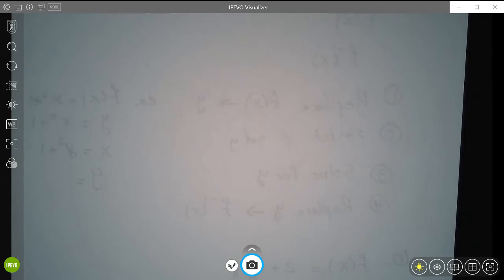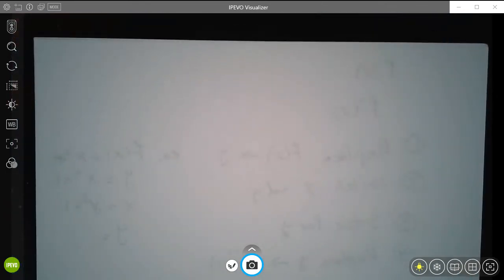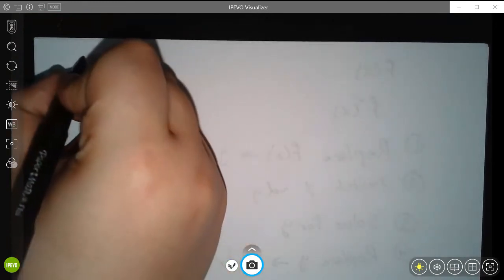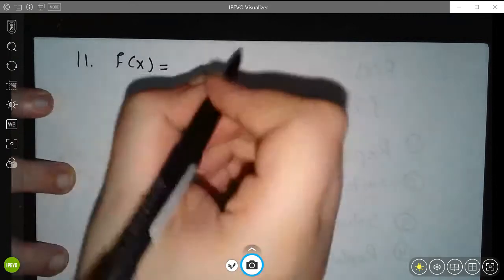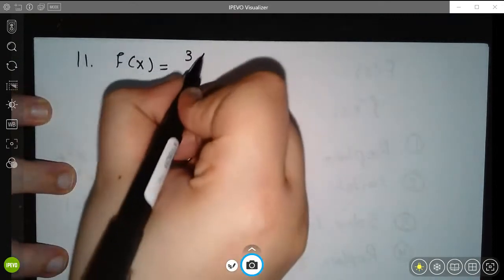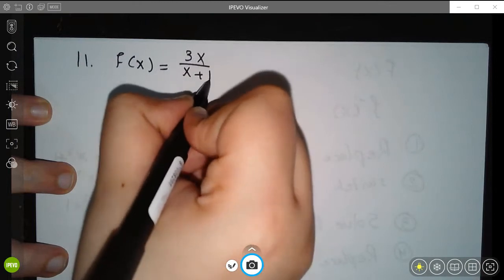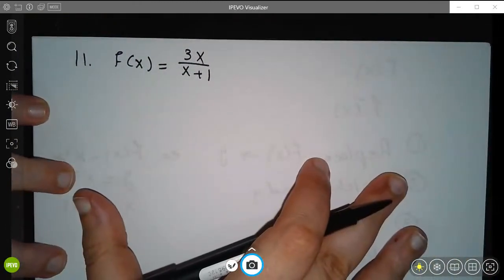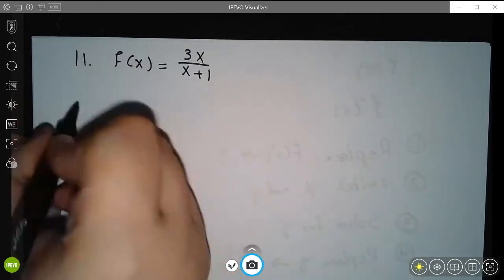This one's a fun one, so stay with me. Here we go. This question is number 11. It's irrational: f of x equals 3x over x plus 1. Okay. Now, let's find the inverse function.